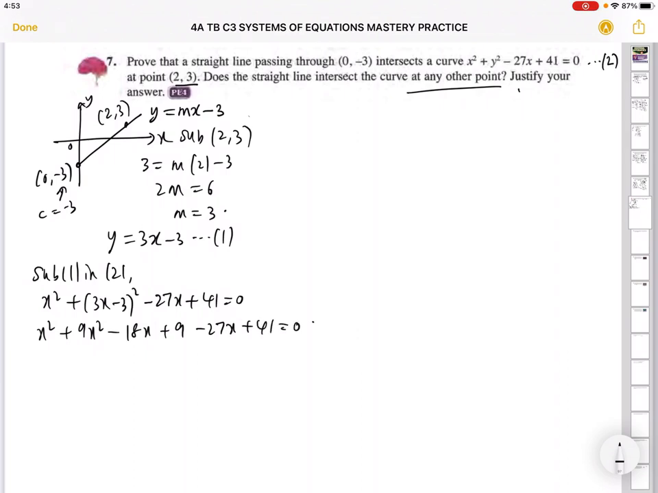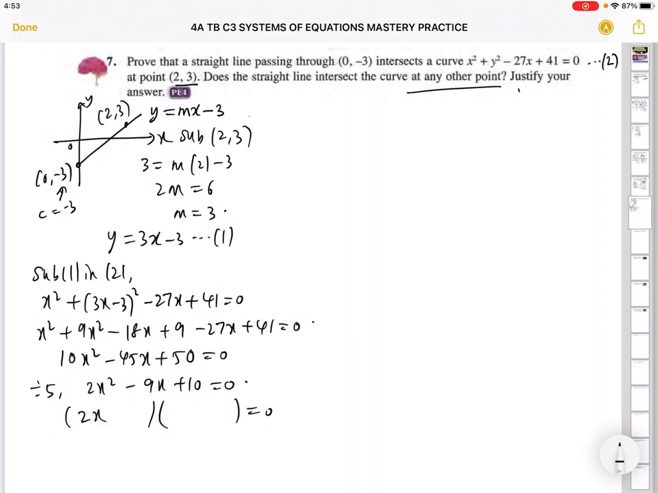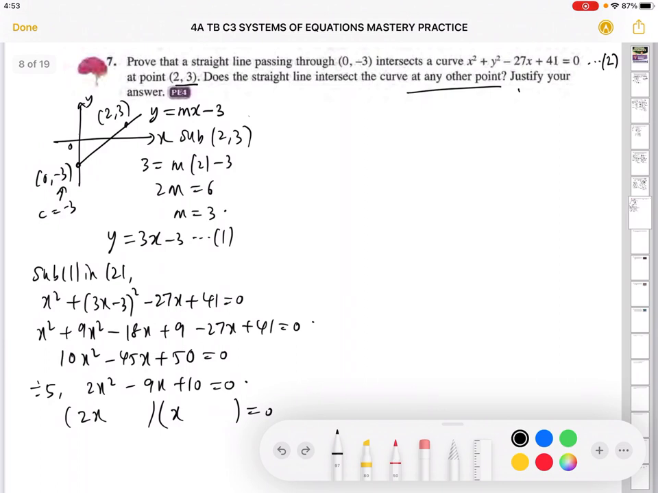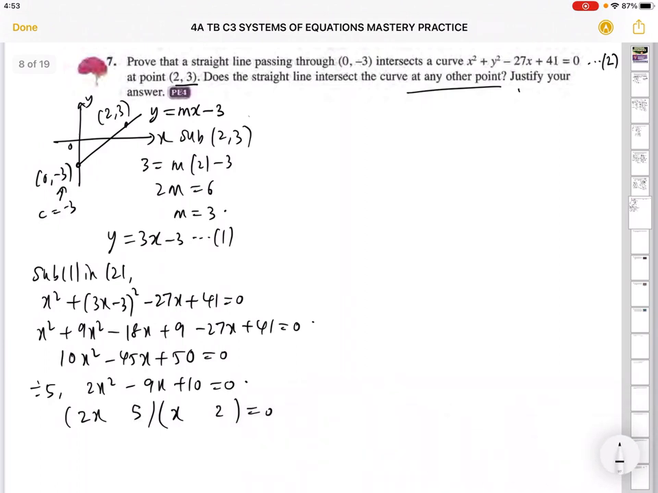Now just add them up. 1 plus 9 is 10. Minus 18 minus 27 is minus 45. 9 plus 41 is 50. We can divide by 5. I get 2x squared minus 9x plus 10. We can factorize this. 2 times 10 is 20. To get 9, I should use 4 and 5. To get 4, I must have 2 here. To get 5, I must have 5 here. So both are negative. x is 5 over 2 or 2.